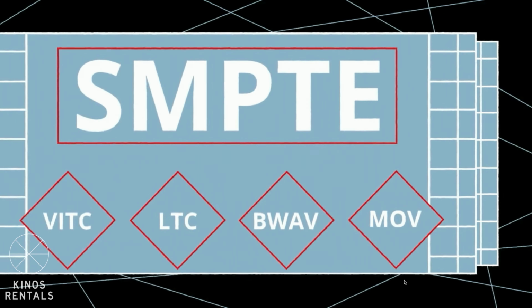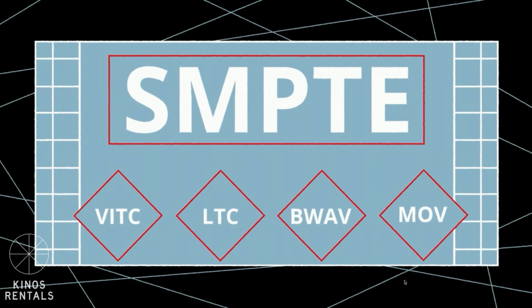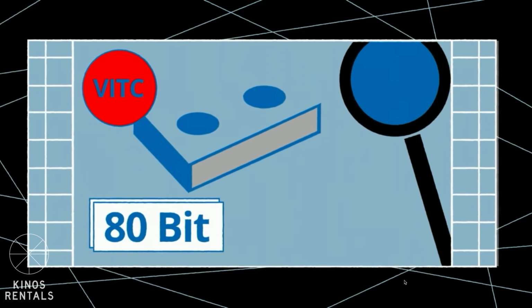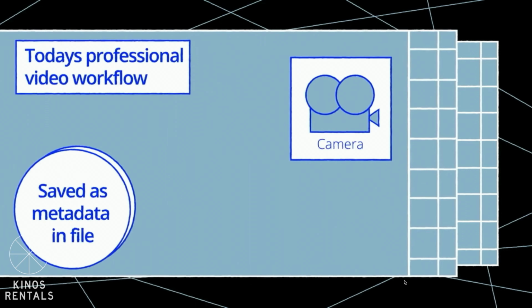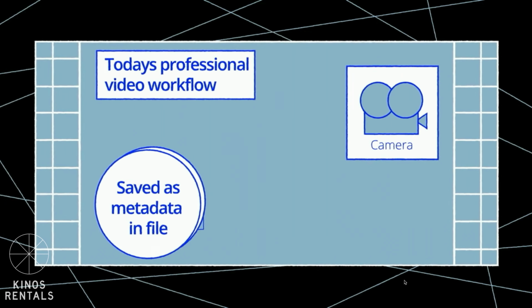Even though there is only one SMPTE timecode, it can be stored in different ways. When tape was the standard, it was stored as vertical interval timecode, or VITC. As most cameras manufactured today store file-based clips, timecode is stored as metadata in the video file.